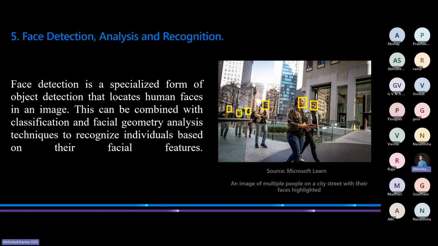Face detection, analysis, and recognition. Face detection is a specialized form of object detection that locates human faces in an image. This can be combined with classification and facial geometry analysis techniques to recognize individuals based on their facial features. Where your phone unlocks based on your facial features and it does not open for your family members because the face features of yours and theirs vary.